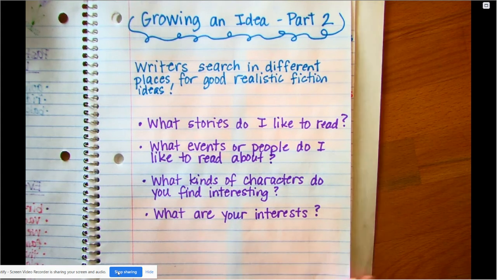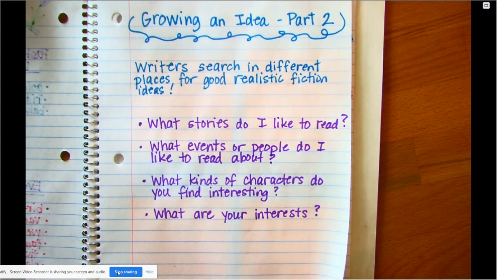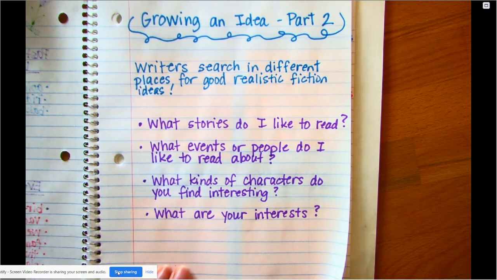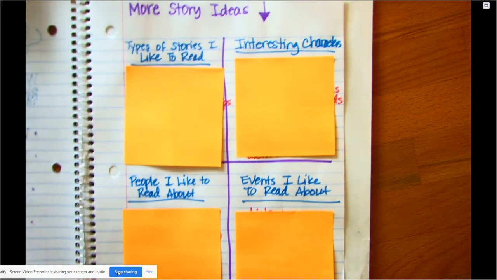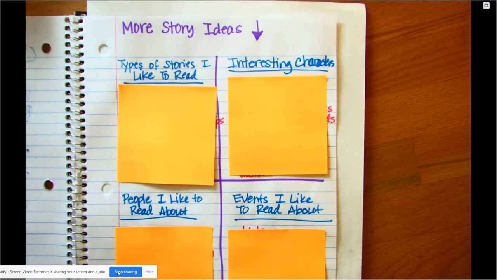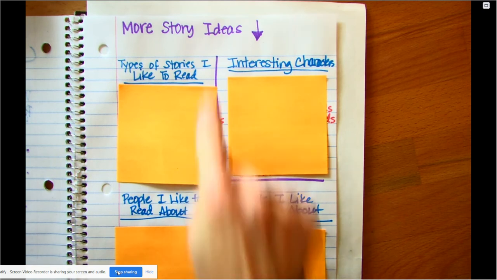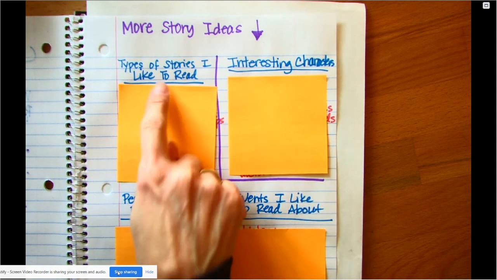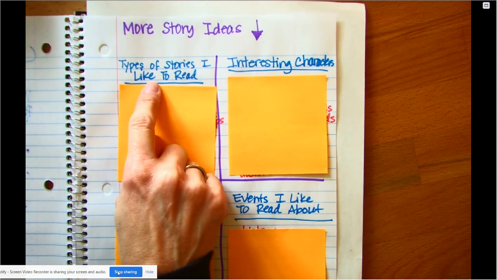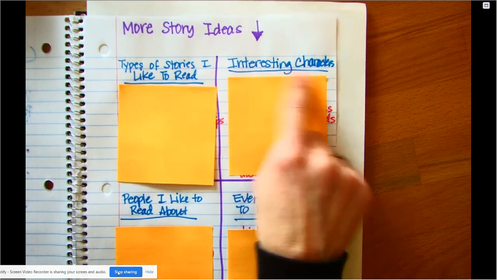So this is growing an idea part 2. But here's how we're going to do it. You're going to write this down. And then we're also going to make a bit of a chart, okay, to give you some inspiration. And we're going to think about creating some more story ideas. And I'm going to share with you some of my ideas. But we're going to create a window pane. And we're going to put these titles at the top. So types of stories I like to read. So thinking about yourself. Interesting characters.